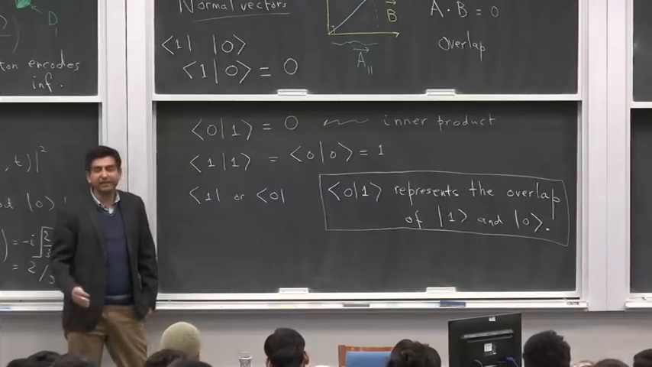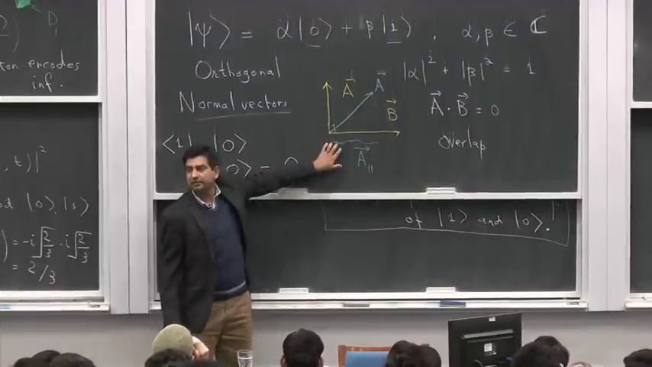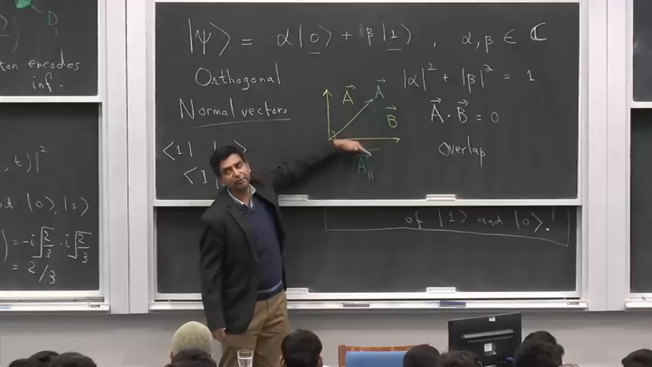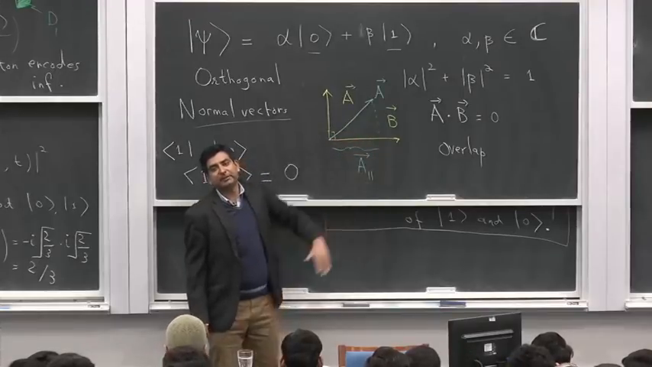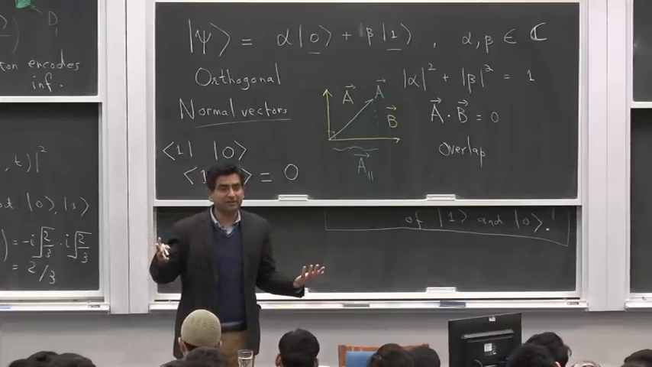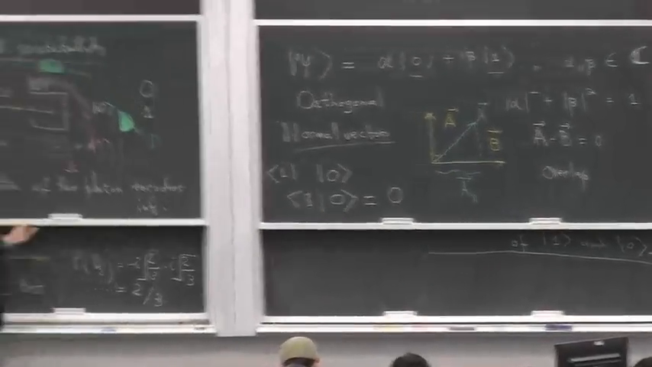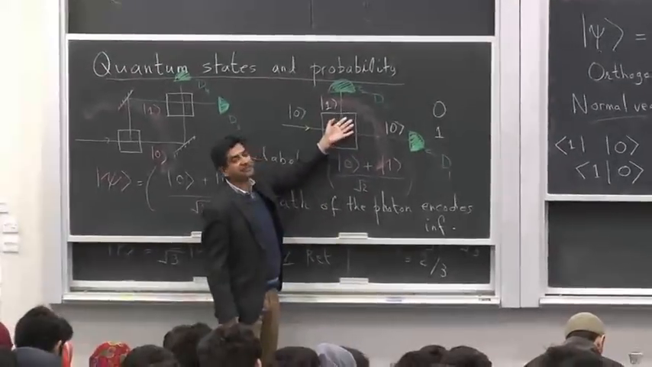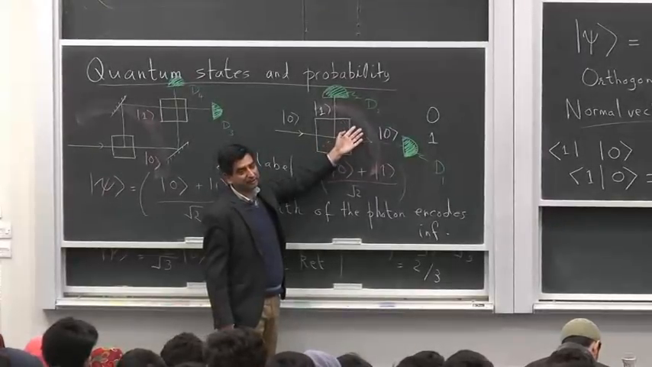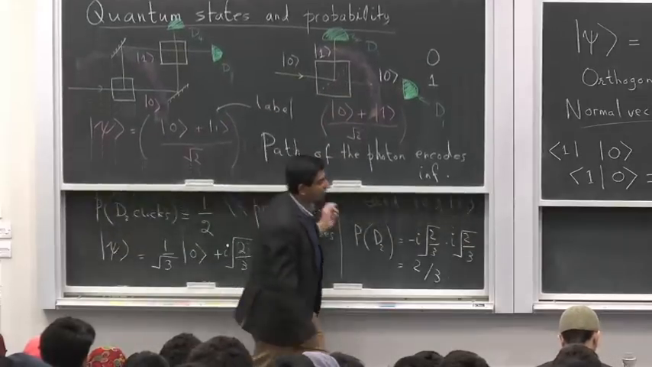No, overlap means the inner product. Just in analogy with this vector example, the overlap means how much of A is parallel to B. But the concept of parallel and perpendicular in the quantum space is different. Now, in this particular case, it just appears to us that the two paths are perpendicular to one another. But that's not always the case.